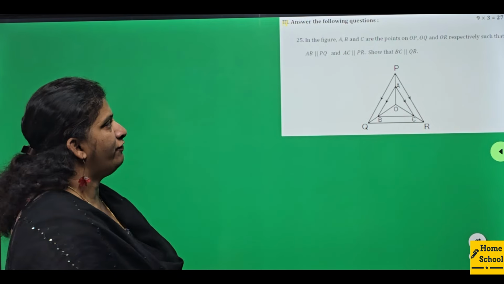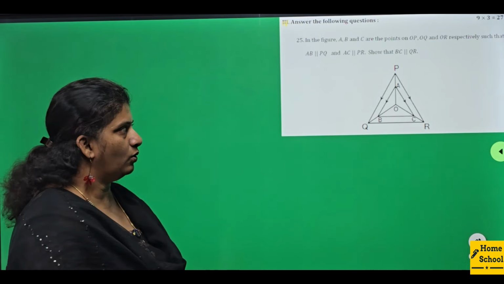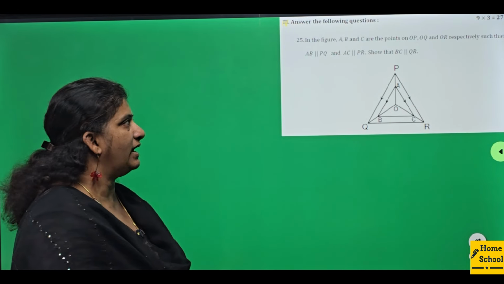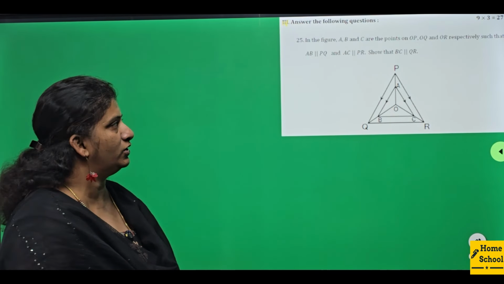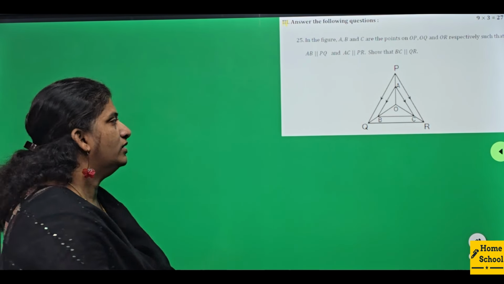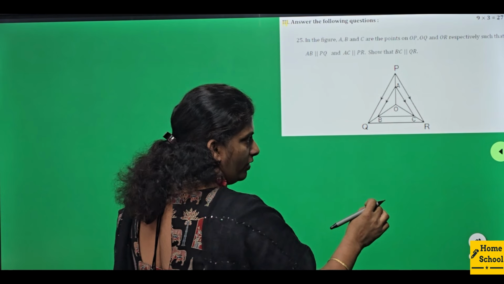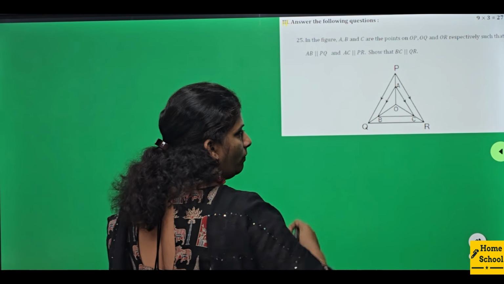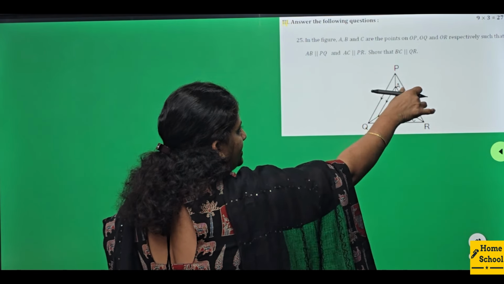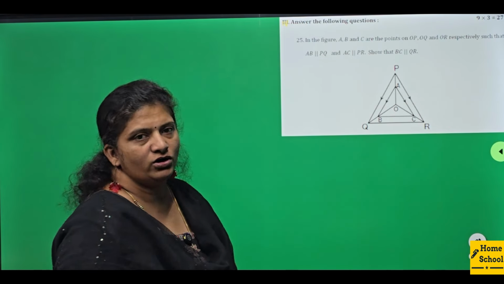25th one. In the figure, A, B and C are the points on OP, OQ and OR respectively such that AB parallel to PQ and AC parallel to PR. Show that BC parallel to QR. This is a direct textbook question. Easily you can solve. First, observe the figure properly. A, B, C are the points on the sides OP, OQ, OR and given AB parallel to PQ, AC parallel to PR. We need to prove that BC is parallel to QR.